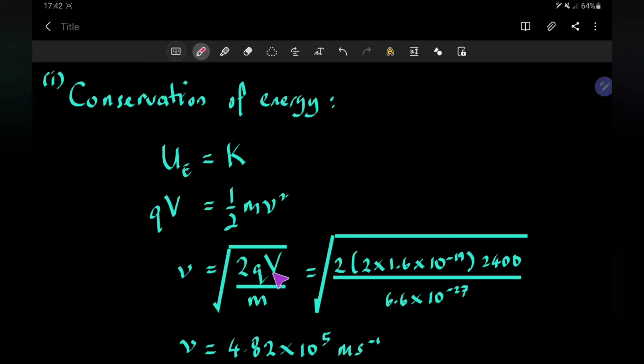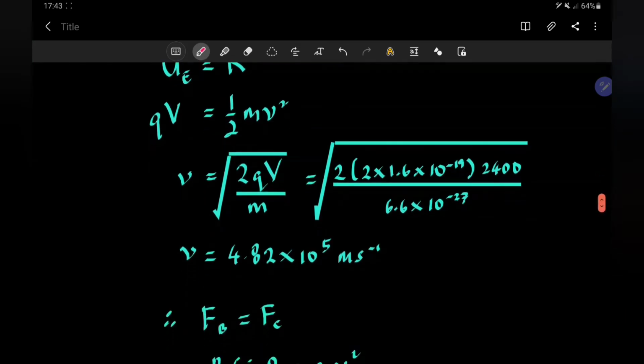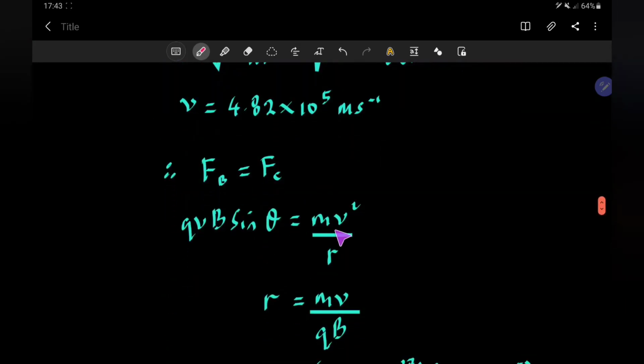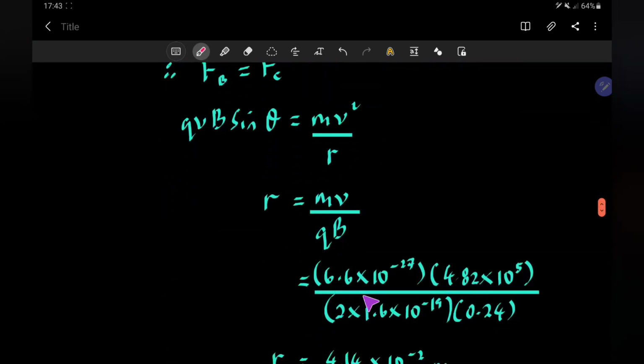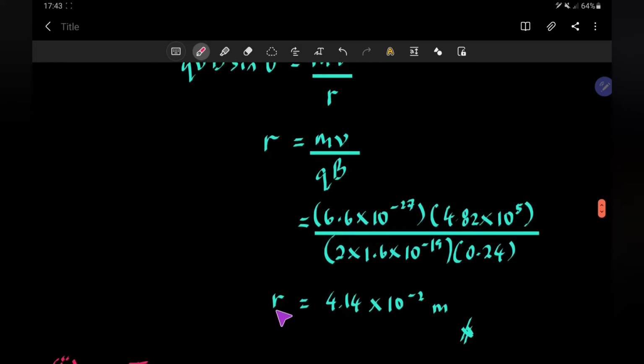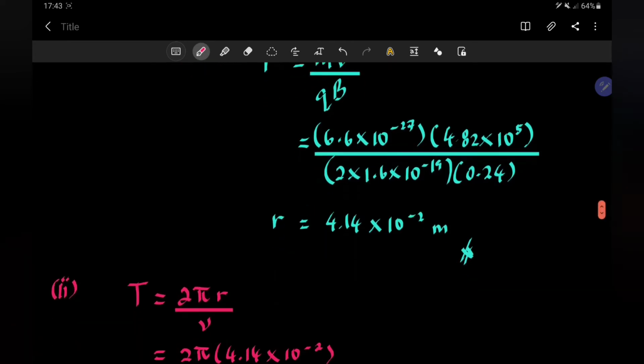So this capital V represents voltage. Substitute q is 2e, V given is 2400 volts, and mass is also given, so that you will get v. By getting the speed v, we just substitute into this equation again, and then you will get the answer. The radius we get now is 4.14 × 10^-2, and from this they ask you to find the period.